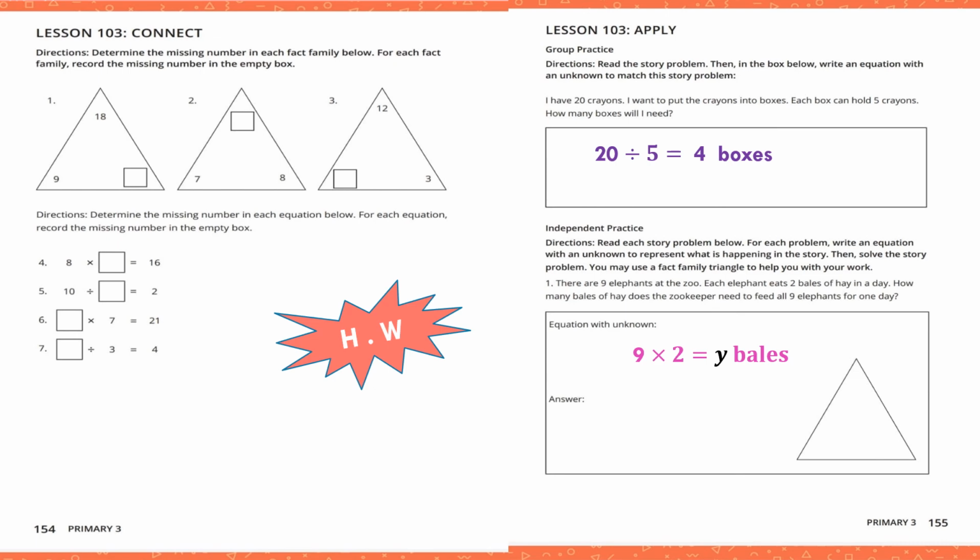So, to write them in the triangle of fact family, we write the two small numbers, the two factors, 9 and 2, in the below. And in the upper of the triangle, we write y, the unknown number. So, 9 times 2 equals 18 bills.